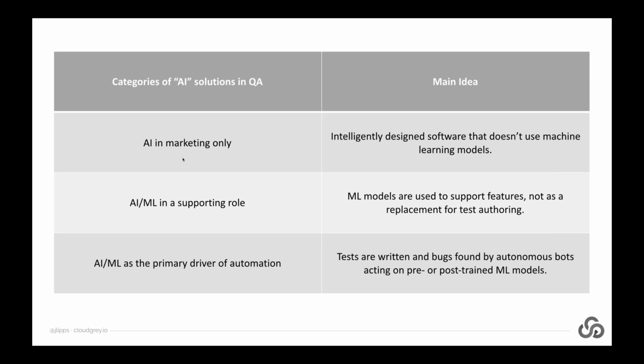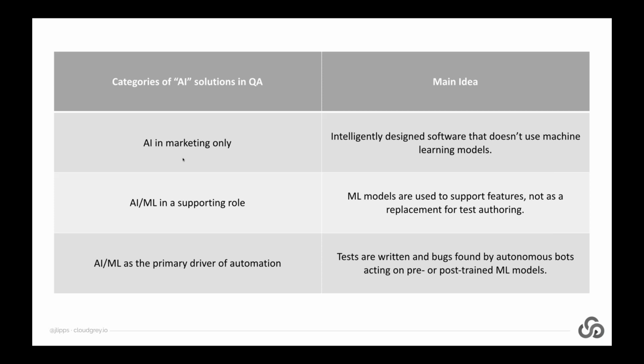I think there's another category where we have AI and machine learning, and the focus is on machine learning here, in a supporting role, where machine learning models are used to support QA related features, not as a total replacement for test authoring or test running. So this would be something like the mean opinion score that I showed you earlier, where we're using machine learning to get very interesting and insightful data about the performance and user experience of our application, but at the same time, we're not having it write our tests for us.